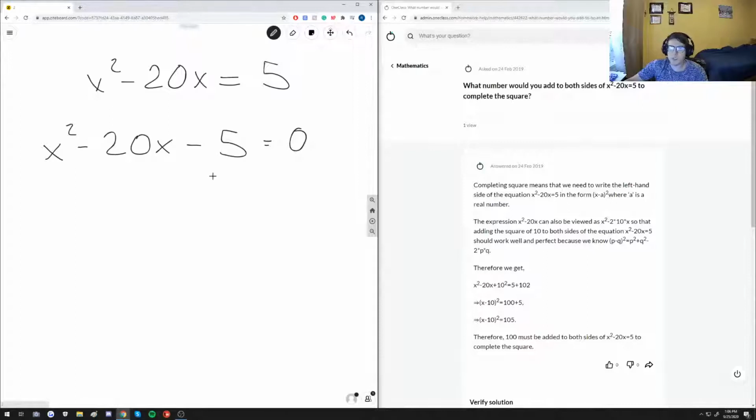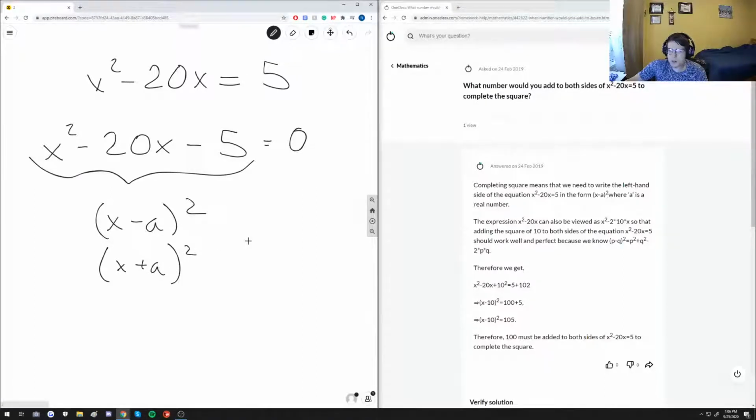Now, what does completing the square mean? Let's say we have some sort of number a, right? Completing the square means we want to get this quadratic equation in the form either x minus a squared or x plus a squared. Get it in either one of those forms. Oh, actually, I'm sorry. We want to get it into both these forms, my bad.